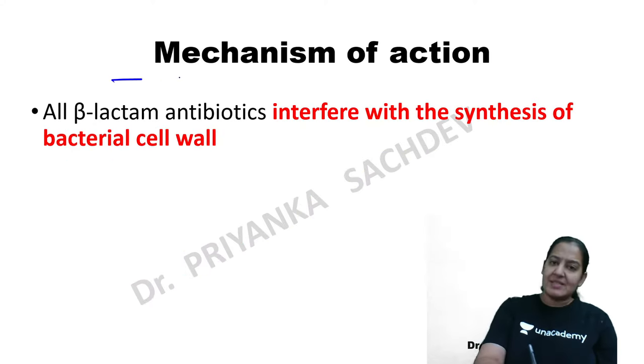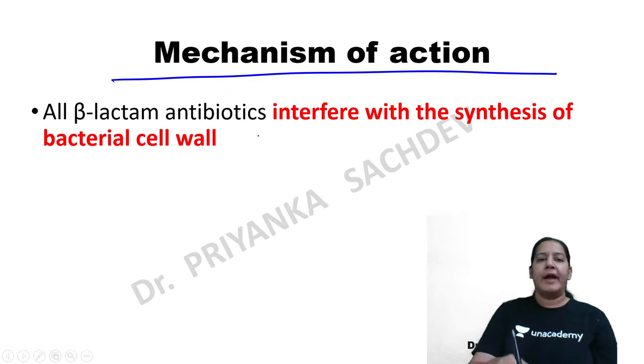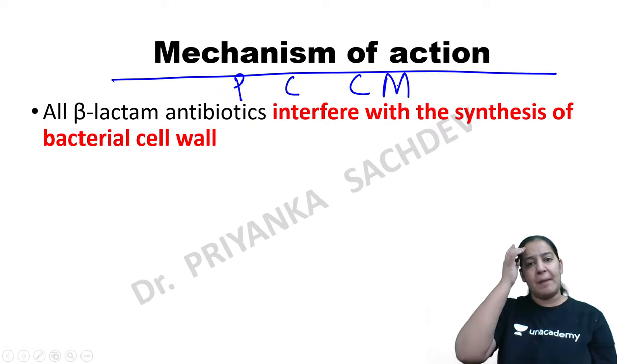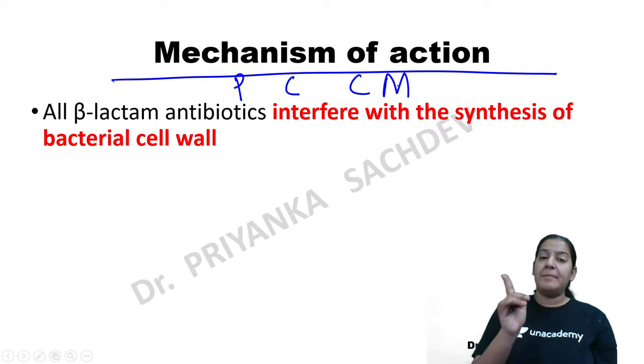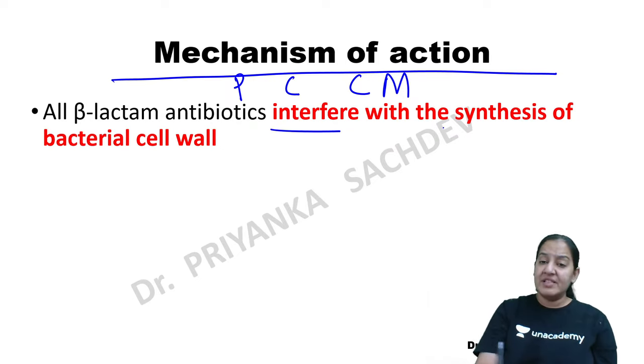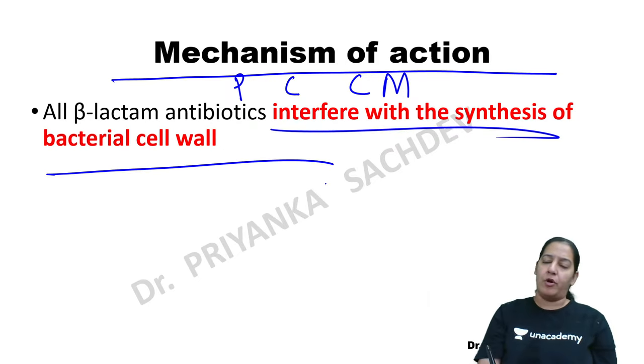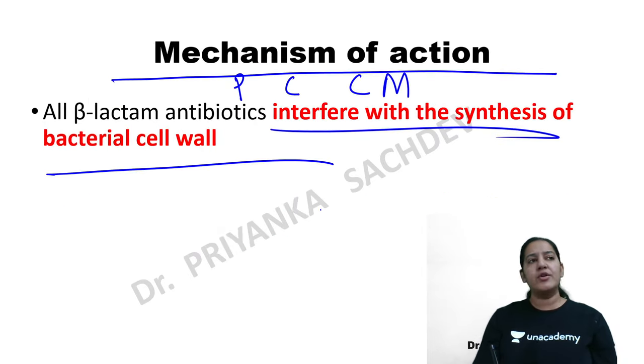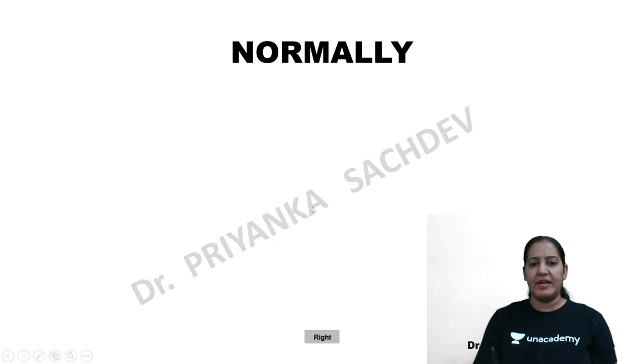So let me first discuss the mechanism of action in common. It is applicable for all: penicillin, cephalosporin, carbapenem, monobactam. The same mechanism of action is applicable for all. So all of them interfere with the cell wall synthesis in the bacteria. They all inhibit cell wall synthesis in a bacteria. So before understanding, you should understand the normal structure of a cell wall. What is the normal structure of a cell wall in a bacteria?